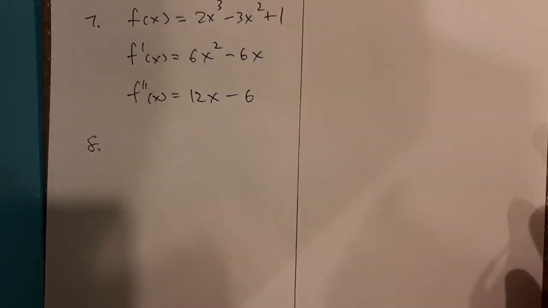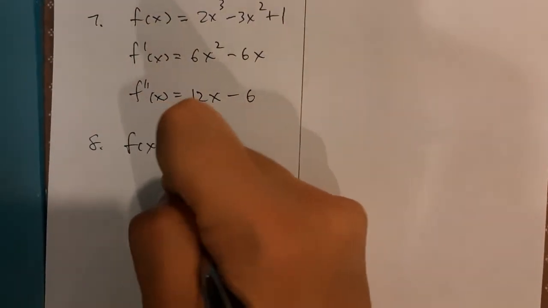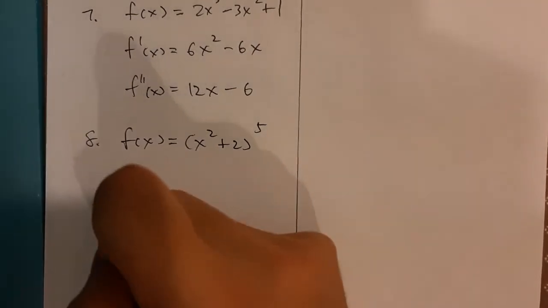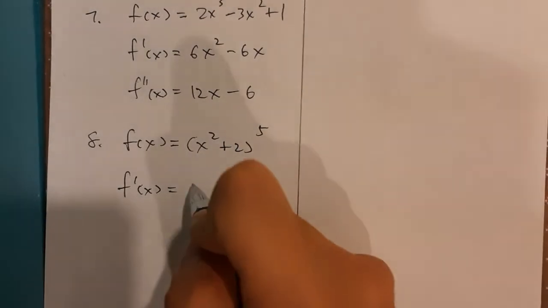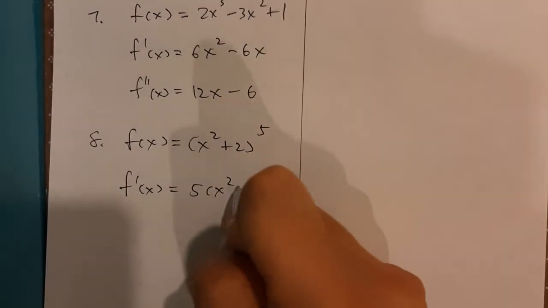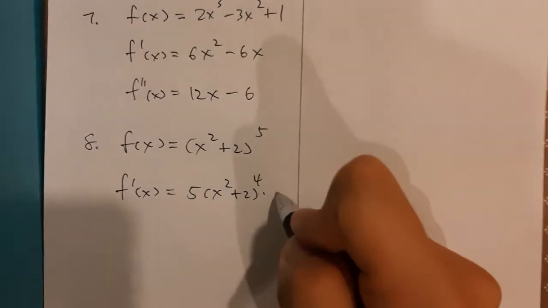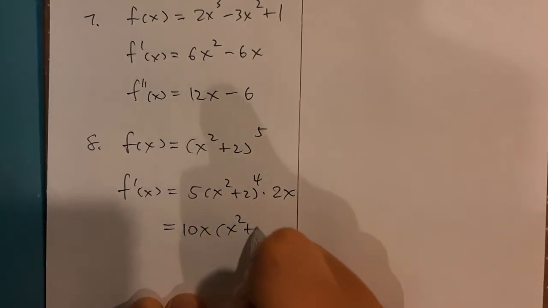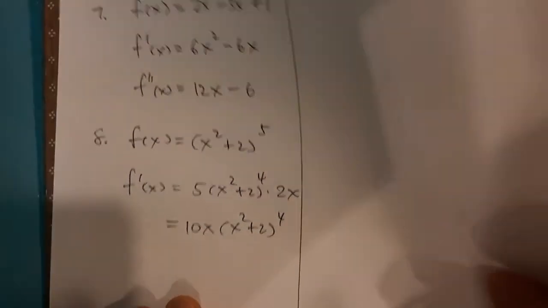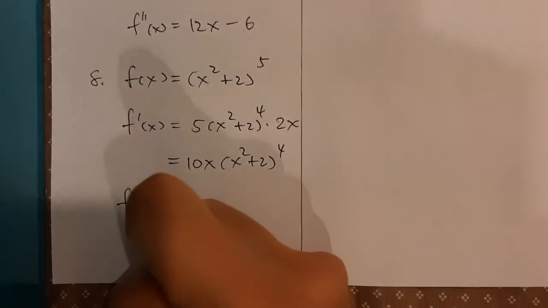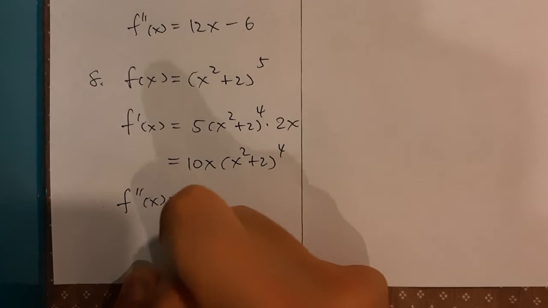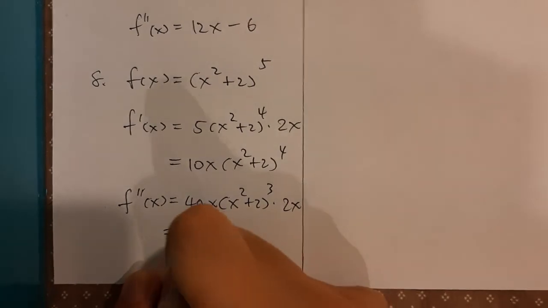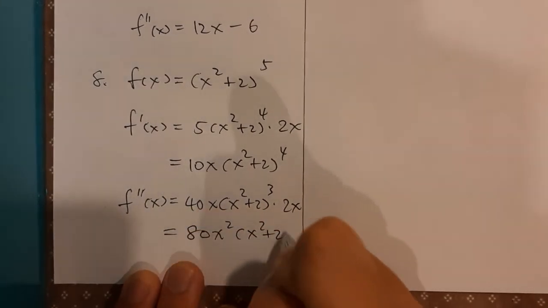Find the first and second derivatives of the function f of x equals x squared plus 2 to the 5th. We got f prime of x equals, so you use the power rule, 5x squared plus 2 to the 4th, multiplied by the chain rule, 2x, to get 10x x squared plus 2 to the 4th. Then for the second derivative, f double prime of x, we use the power rule, 40x x squared plus 2 cubed, the chain rule, 2x, multiply to get 80x squared plus 2 cubed.